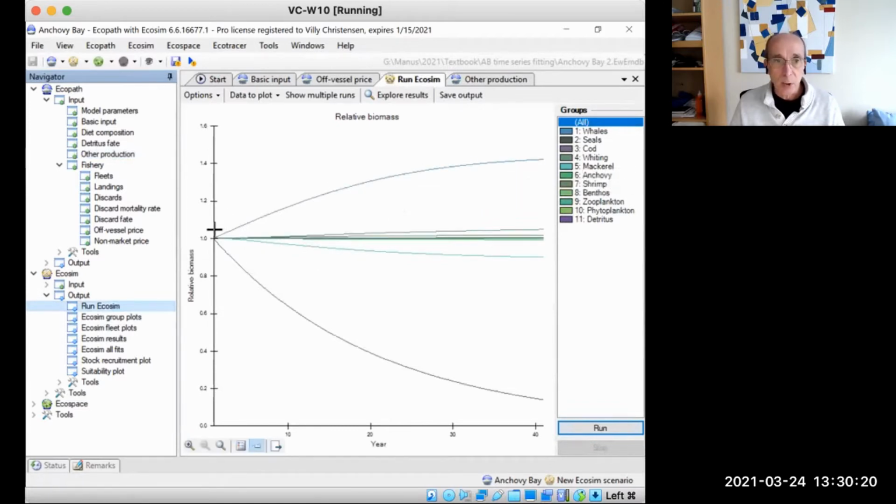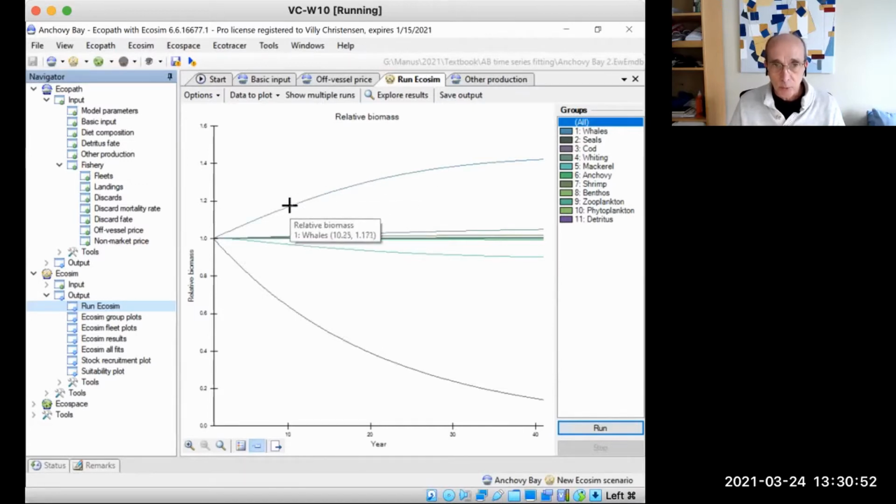So when we go to run Ecosim, we can see that whales are increasing because of the positive biomass accumulation, and seals are decreasing. Seals don't go extinct, and you see the decrease is gradually getting slower and slower. That's because as there are fewer of them, they compete less for the resources. Opposite to that, whales start increasing pretty rapidly and then the increase slows more and more.